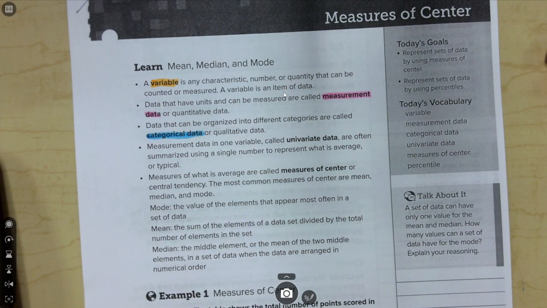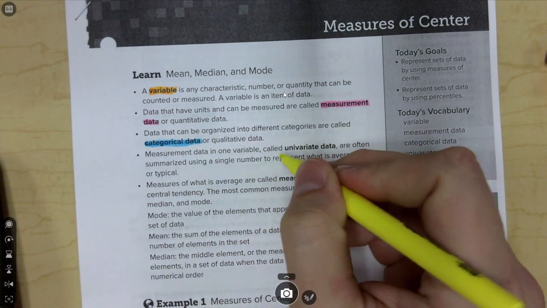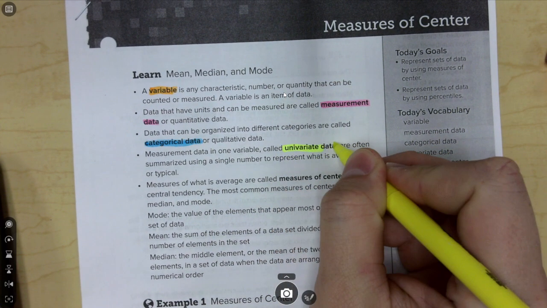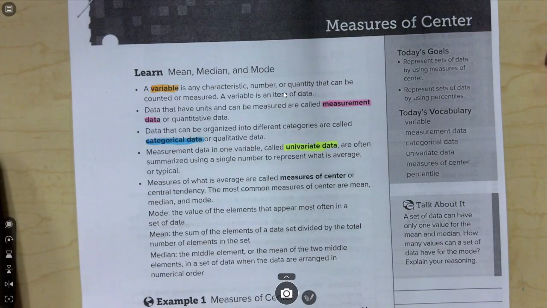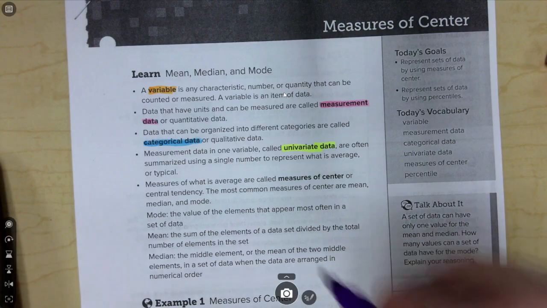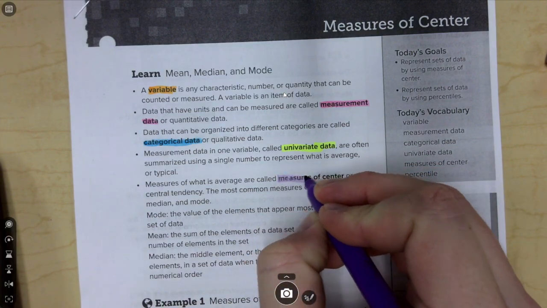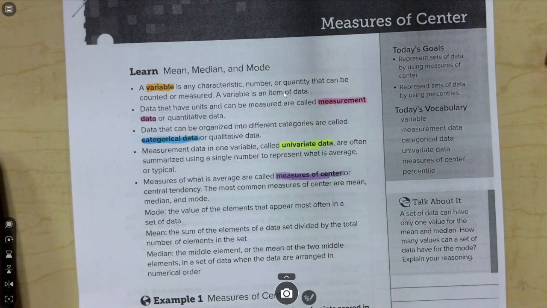Measurement data in one variable is called univariable data because it's only dealing with one variable. That's like height data. It is often summarized using a single number to represent what is average or typical. Measurements of what is average are called measures of center, or central tendency. Measures of central tendency are a great topic to learn about.